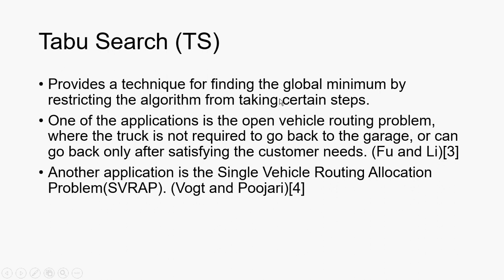Now, coming to the tabu search algorithm, it provides a technique for finding the global minimum by restricting the algorithm from taking certain steps. Some of the applications of tabu search include the open vehicle routing problem, where the truck is not required to go back to the garage, but rather it can go back only after satisfying the customer needs. And another application is a single vehicle routing allocation problem.